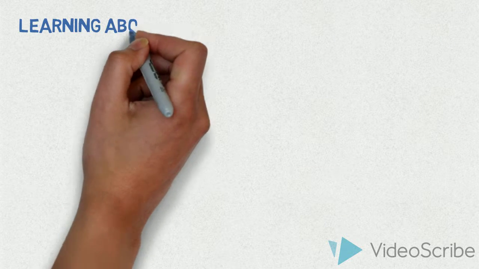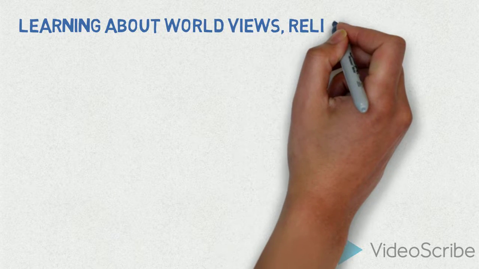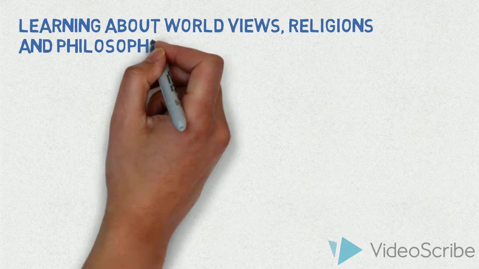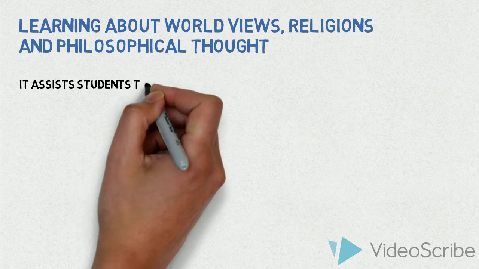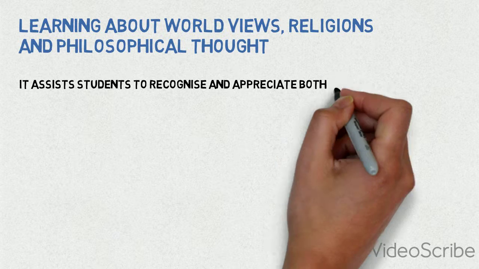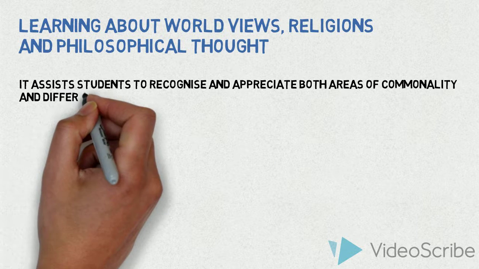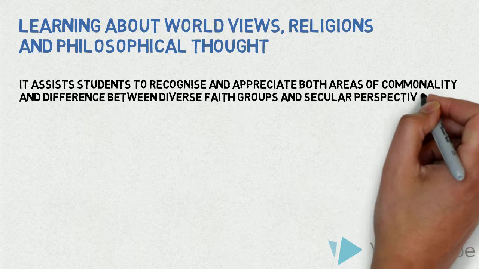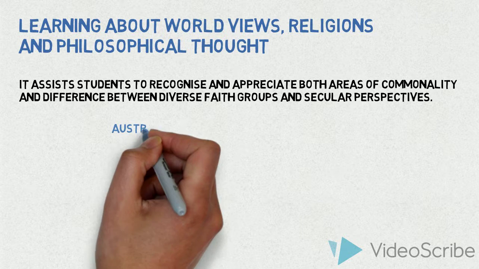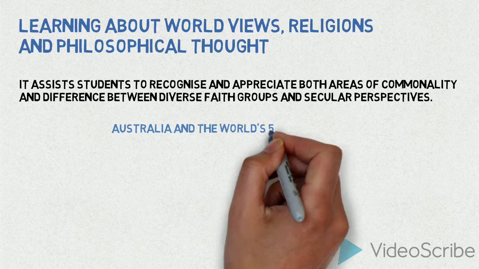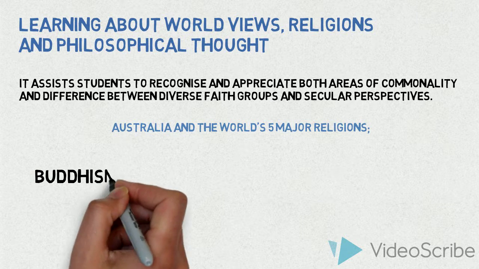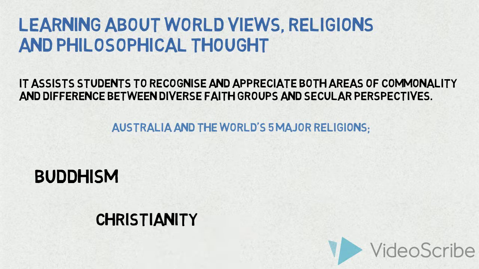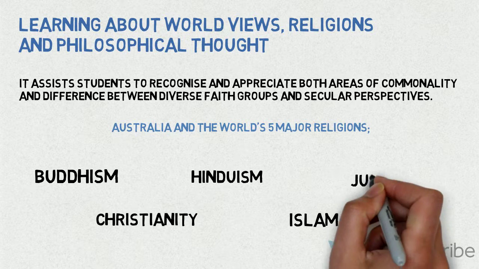In the ethical capability, students are introduced to different religions and worldviews, which is an important part of contemporary school curriculum. It assists students to recognise and appreciate both areas of commonality and difference between diverse faith groups and secular perspectives. Students are encouraged to explore Australia and the world's 5 major religions: Buddhism, Christianity, Hinduism, Islam, and Judaism.